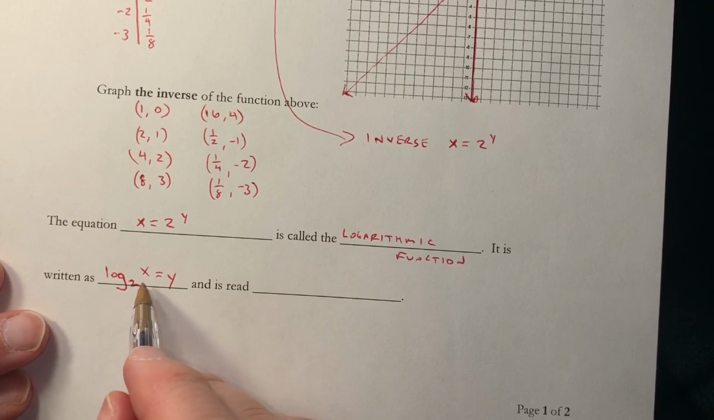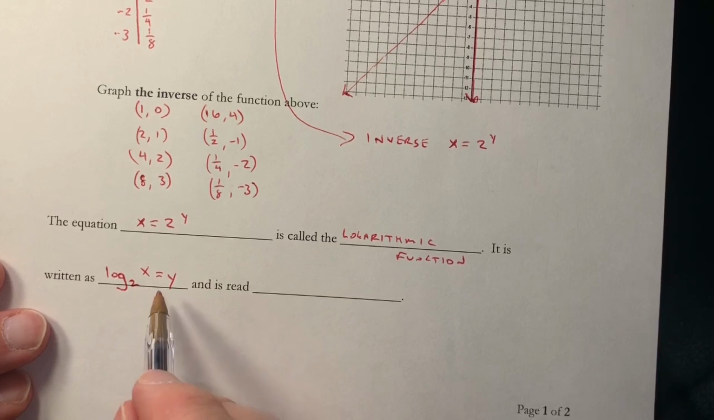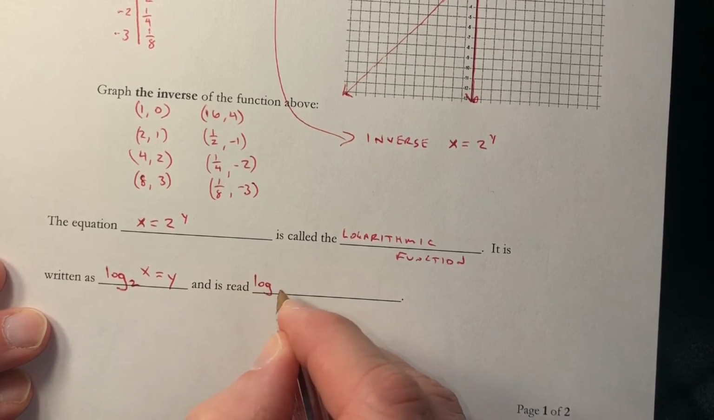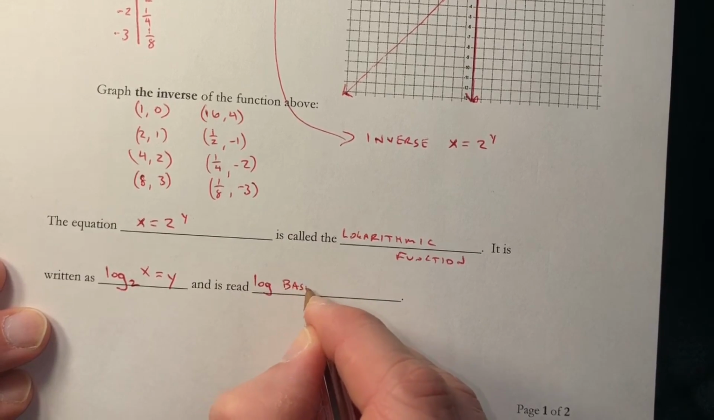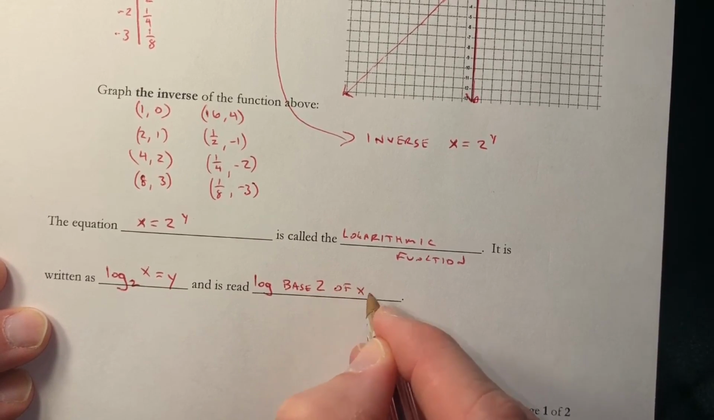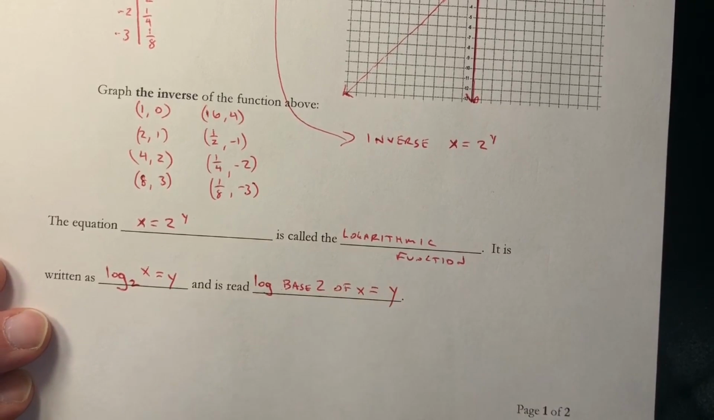And we'll talk more about that notation as we change the page to the back side, but it's read like this. Log base 2 of x equals y.